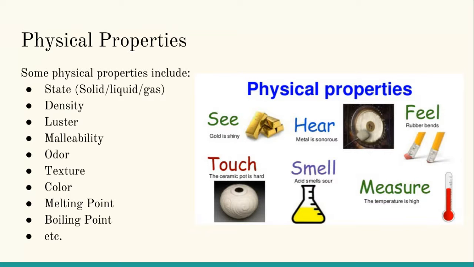Some examples of physical properties are the state of matter, solid, liquid, or gas, its density, its luster, how shiny it is, its malleability, which is how well you can hammer it into thin sheets, its odor, its texture, its color, the melting point, boiling point, things like that. You usually can use the five senses to measure physical properties. You could either see that gold is shiny, or hear that metal rings well, or you could feel that a piece of rubber is bendable, things like that.